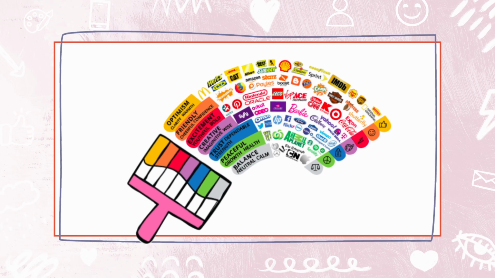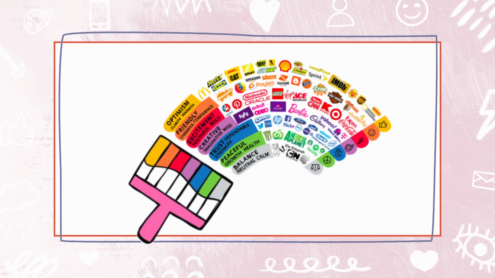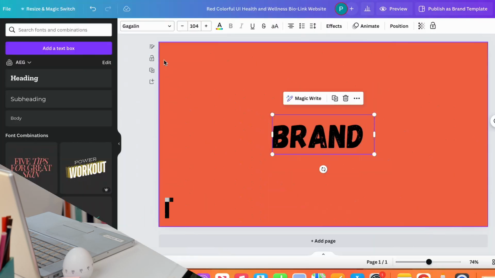For example, red for excitement, pink for sweetness, green for growth. The possibilities are endless. Students can use these associations to choose colours that align with their brand's values and messaging.